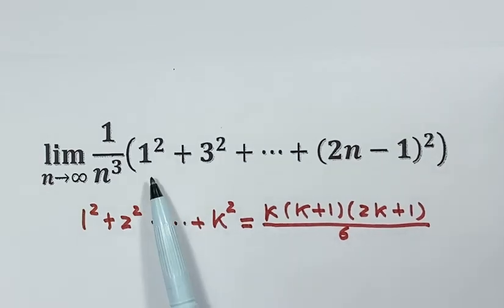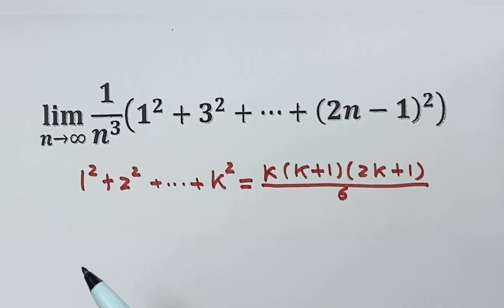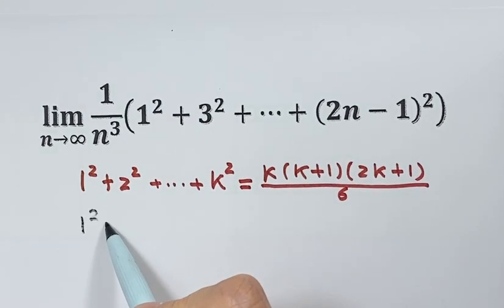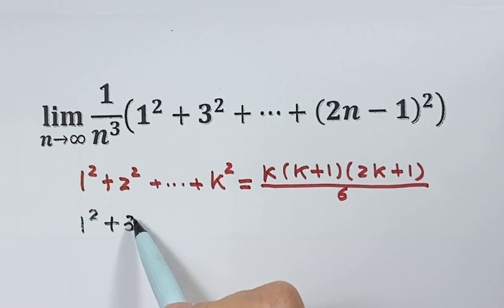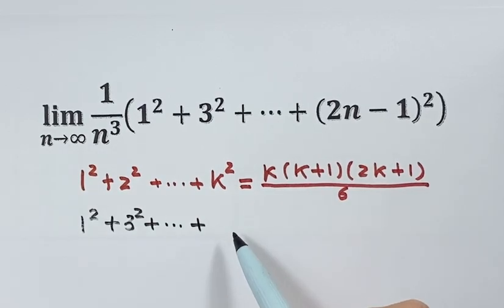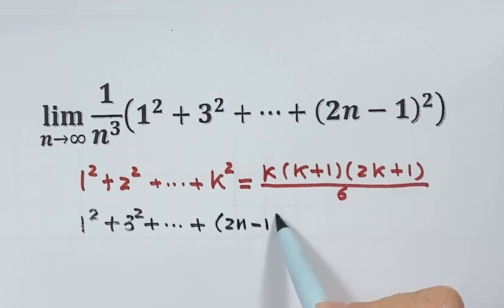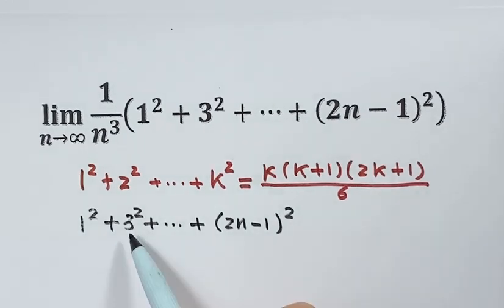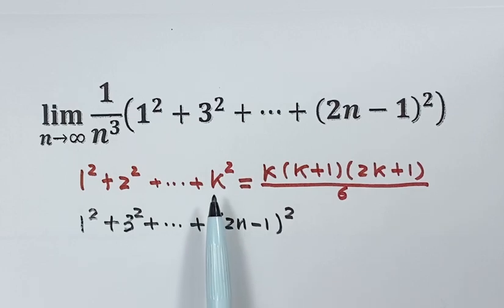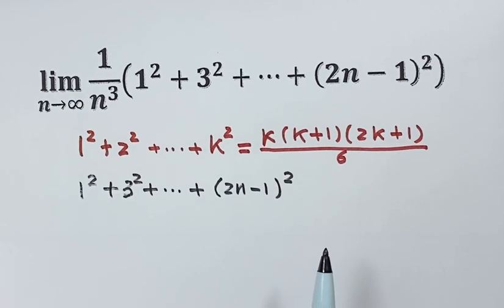So now let's start with the sum. Here we have 1 squared plus 3 squared up to 2n minus 1 squared. In this formula, that's the sum of squares of consecutive integers, but here we're just dealing with odd integers. So we can't use this formula directly, so we can use a technique to go around it.